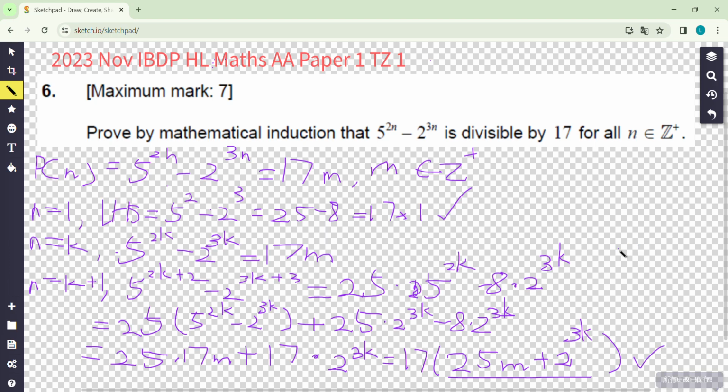So by the mathematical induction, this is correct for all n belonging to the positive integers. Got it? Good job.